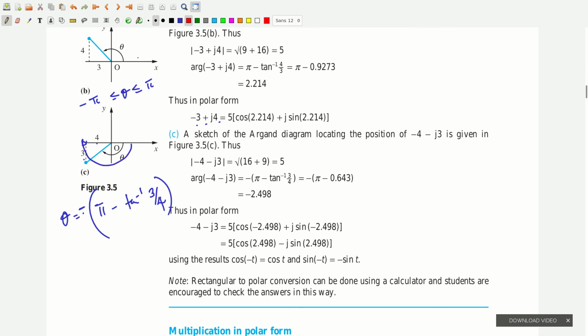It is going to be pi minus that, to give us this. Okay, so that is what is here.